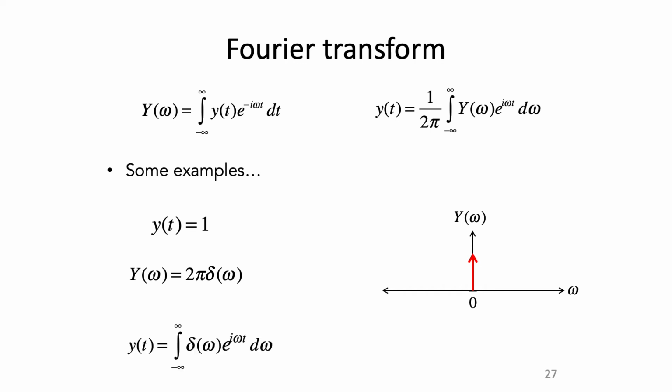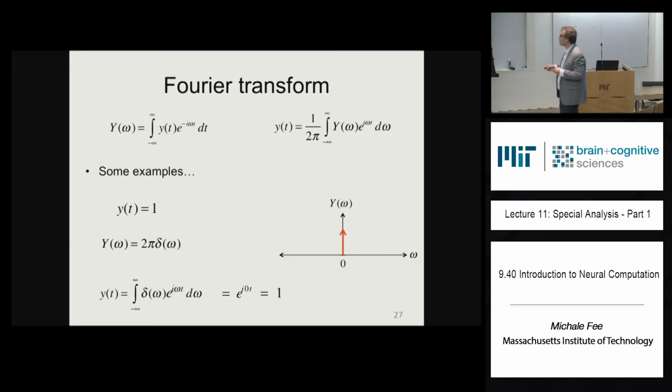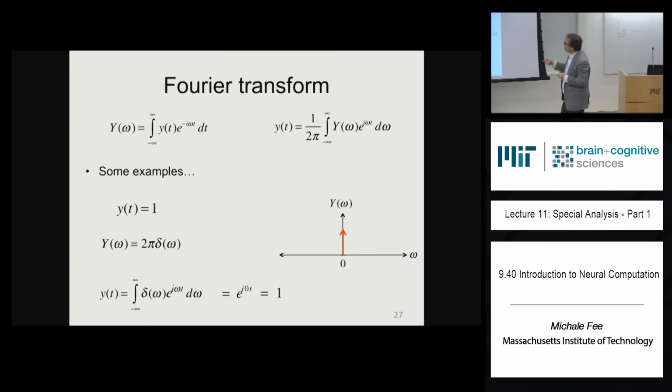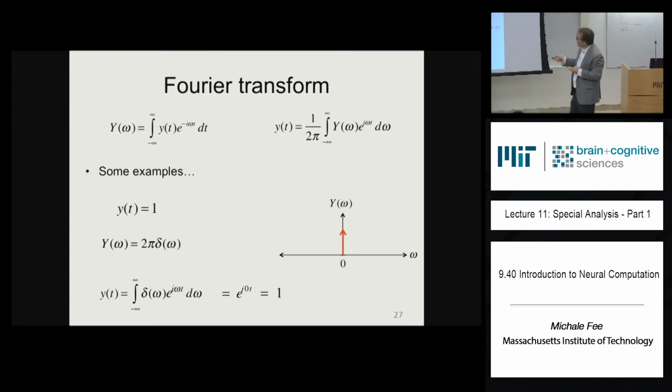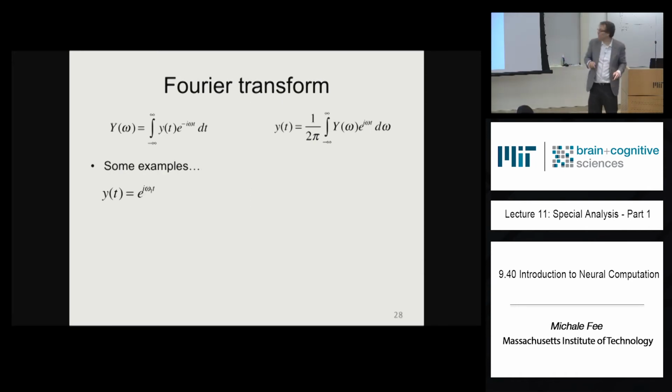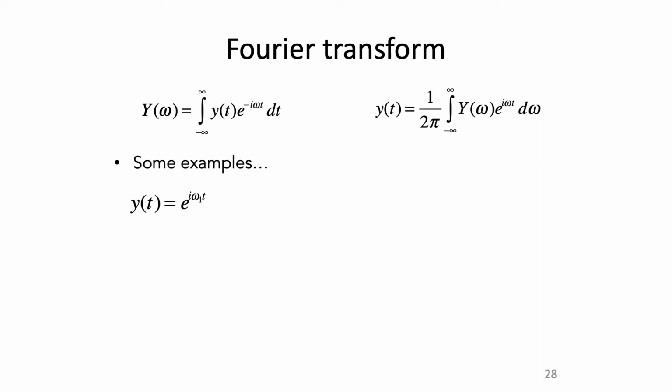You can invert that. Let's just plug that delta function into here. If you integrate the delta function times e to the i omega t, you just get e to the i 0t, which is just 1. Okay. So we can take the Fourier transform of 1, get a delta function, inverse Fourier transform the delta function, and get back 1. Okay.